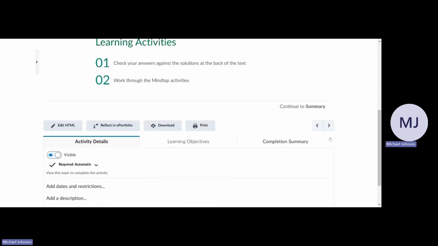For learning activities, I recommend doing the textbook questions and working through the mind type activities. That's key to being successful.